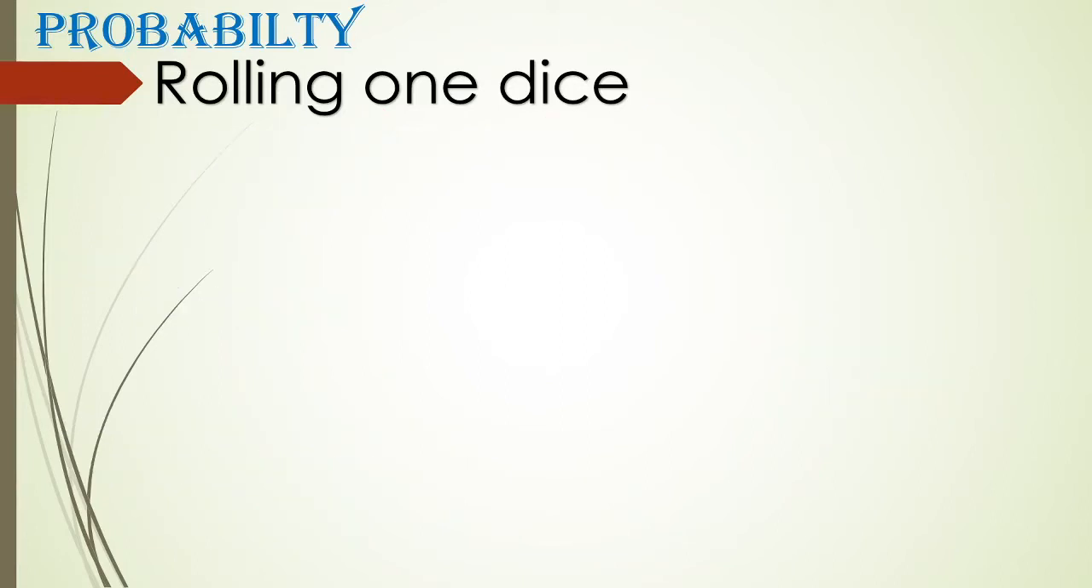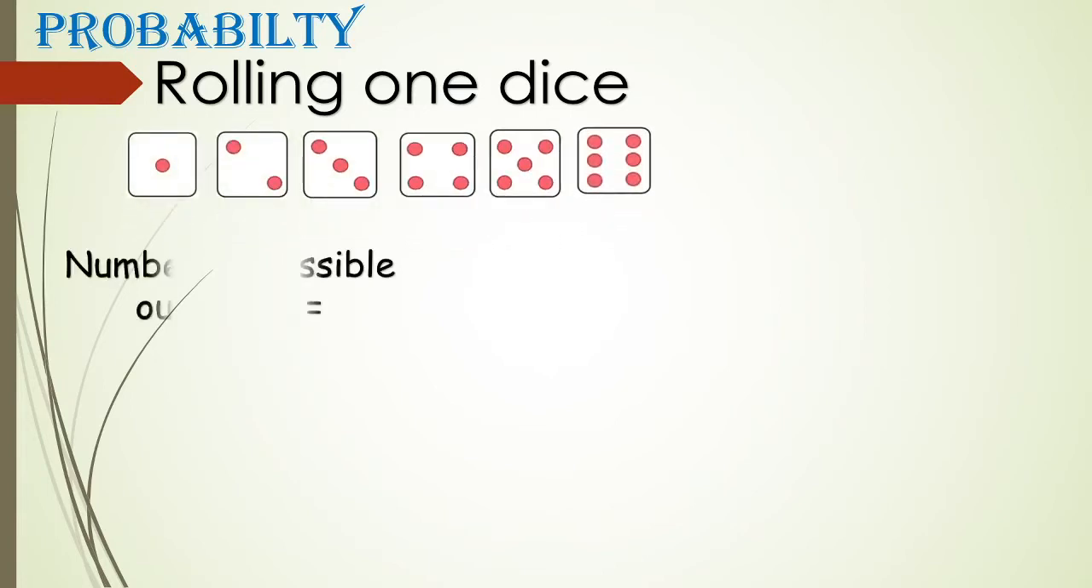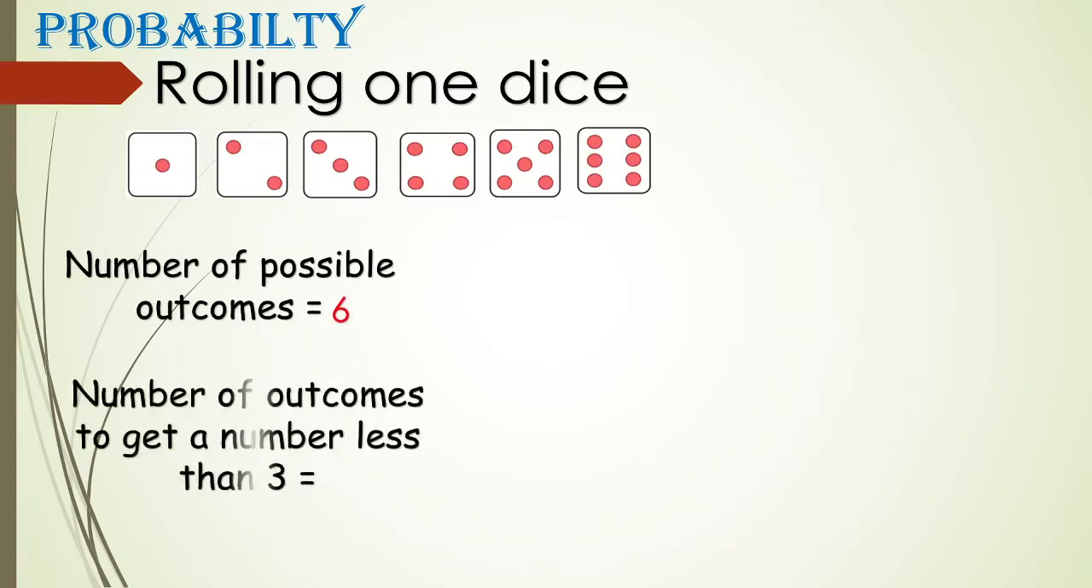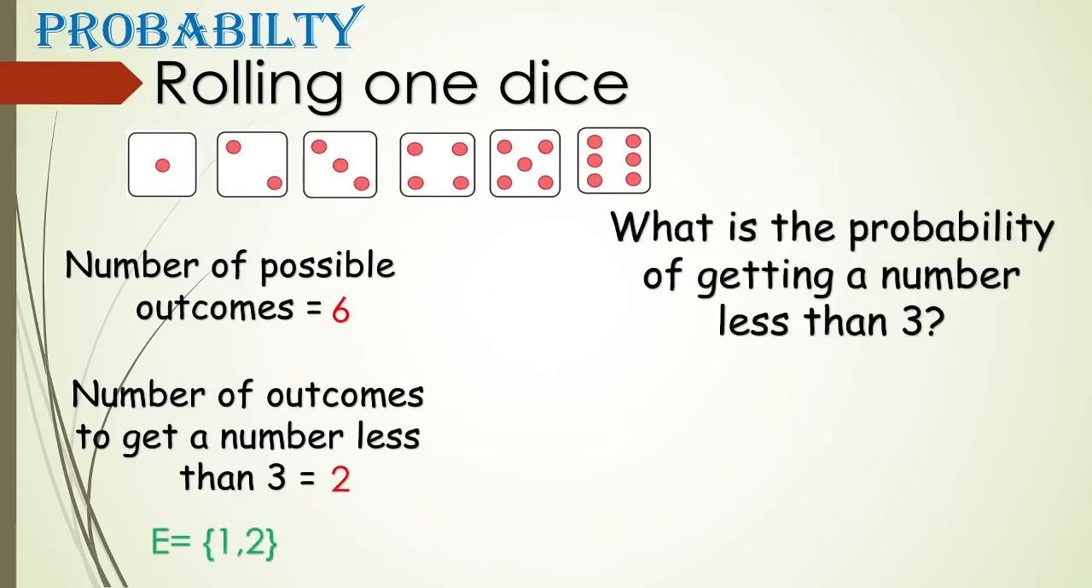Now, let's continue. Rolling 1 dice again. We have here our outcomes. This is our number of outcomes. It's still 6. And then, what if I'm going to be getting a number less than 3? What are the numbers less than 3? 1 and 2. So this will be 2, and the numbers will be 1 and 2. So if I ask you what is the probability of getting a number less than 3, what's your answer for this?